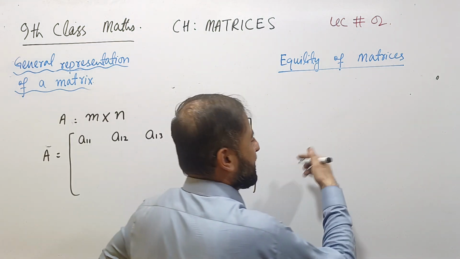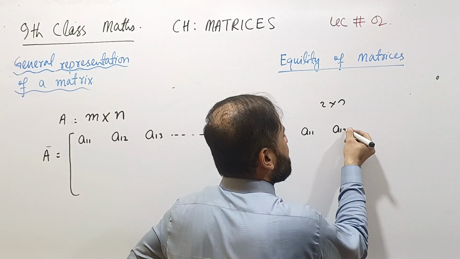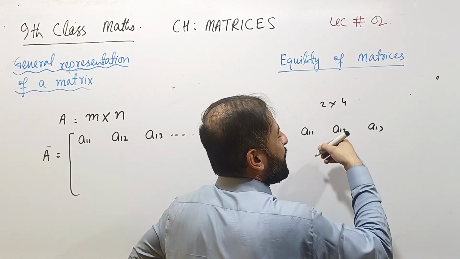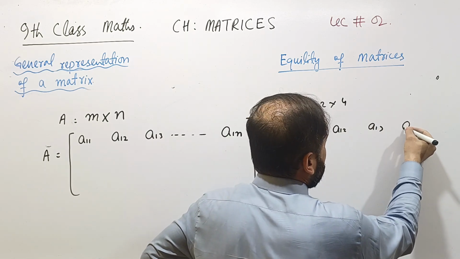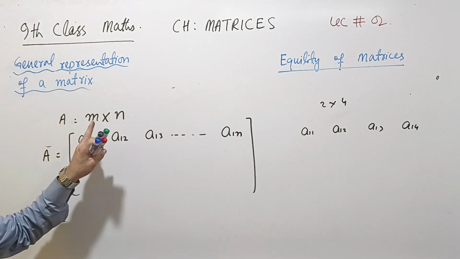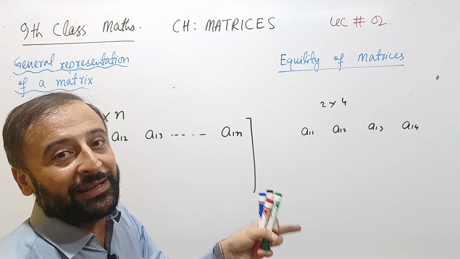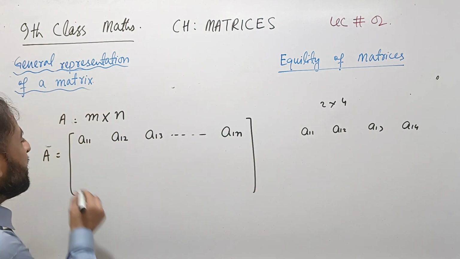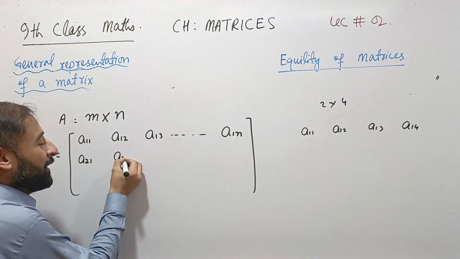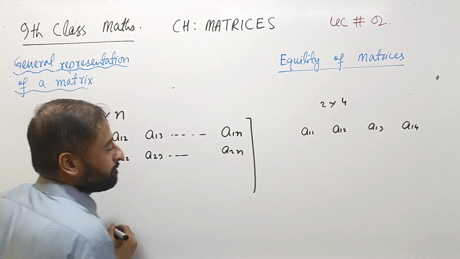Like in the previous case, you said 2 by 3: the first element was a11, other was a12, other was a13. If the matrix was a 2 by 4 matrix, then the final element would be a14. Here it is generally n. So the last element of the first row will be a1n. In the same way, the second row will start from a21, a22, and so on, up to a2n.